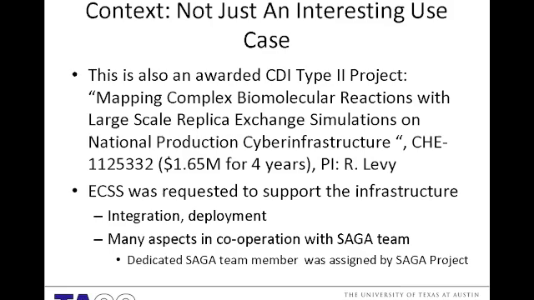The scientific effort is also a funded CDI Type 2 project with Ronald Levy as PI. The ECSS was requested to support the infrastructure to do the science and work, and essentially we got dedicated support and a member of the Saga team to help us throughout the entire project.